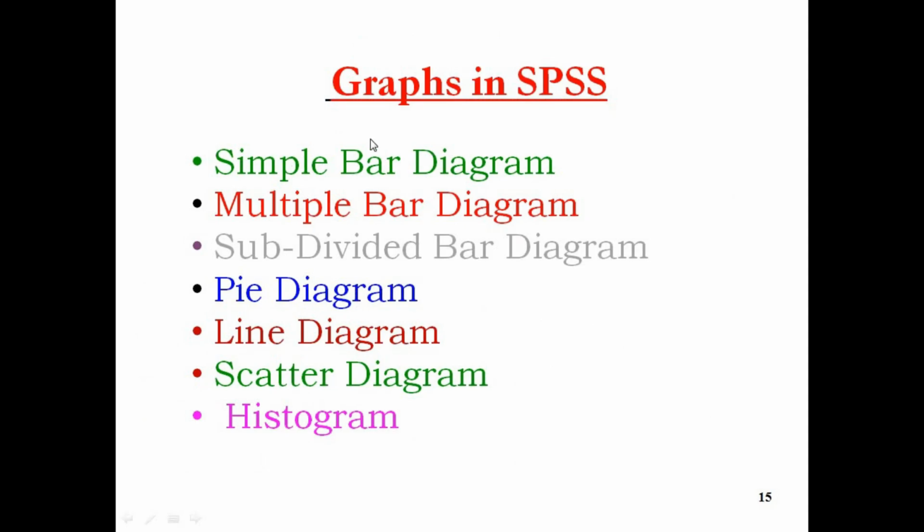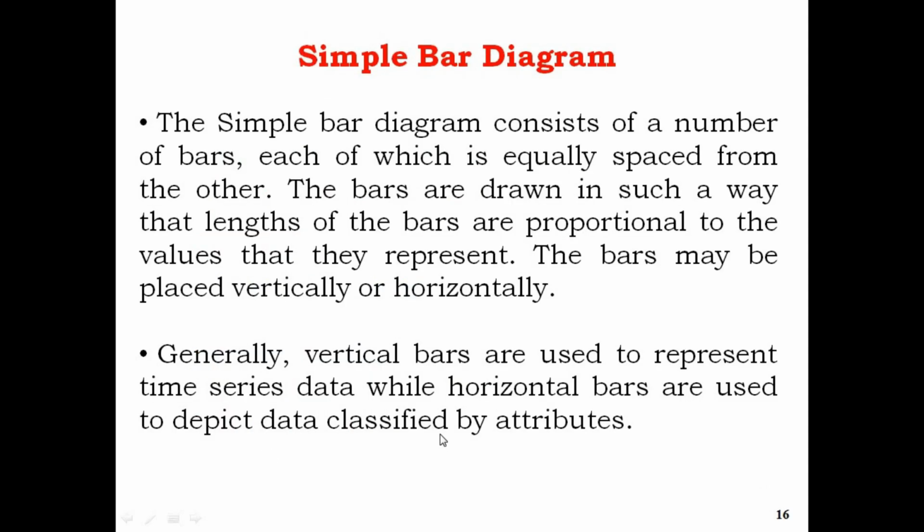Next, which graphs have I considered here? The first is the simple bar diagram, then multiple bar diagram, subdivided bar diagram, pie diagram, line diagram, scatter diagram and histogram. First I am going to explain the simple bar diagram. It consists of a number of bars, each equally spaced from the others, and the bars are drawn so that their lengths are proportional to the values they represent. The bars may be placed vertically or horizontally. Generally, vertical bars are used to represent time series data, while horizontal bars are used to depict data classified by attributes.